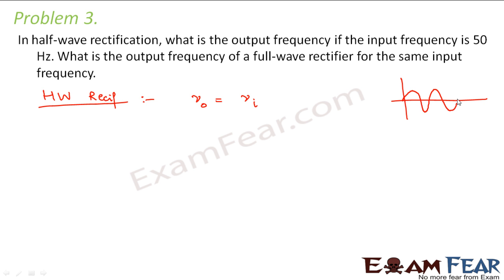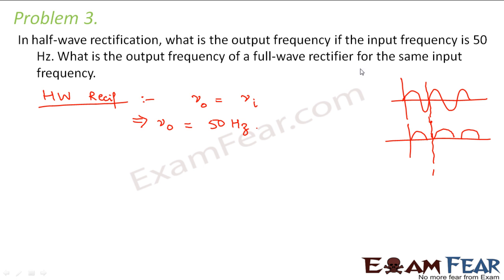Remember, I mentioned that, let us suppose if this is my input signal, how would be my output signal? It would be somewhat like this. So if you look at one cycle, you see how many waves are covered in this? One. How many waves are covered in this? One. So the frequency of output is equal to the frequency of input. So output frequency will be equal to input frequency, that is 50 Hz.